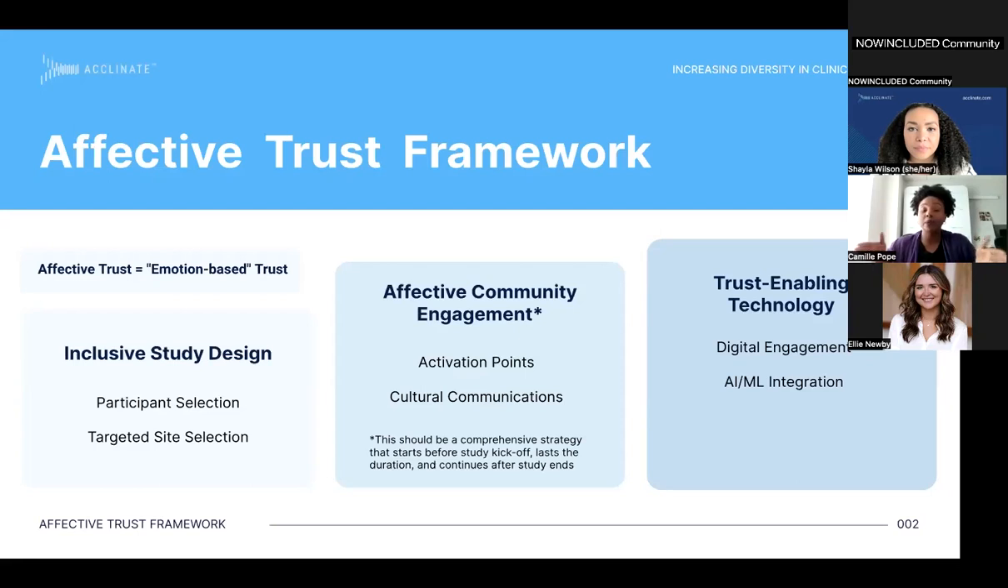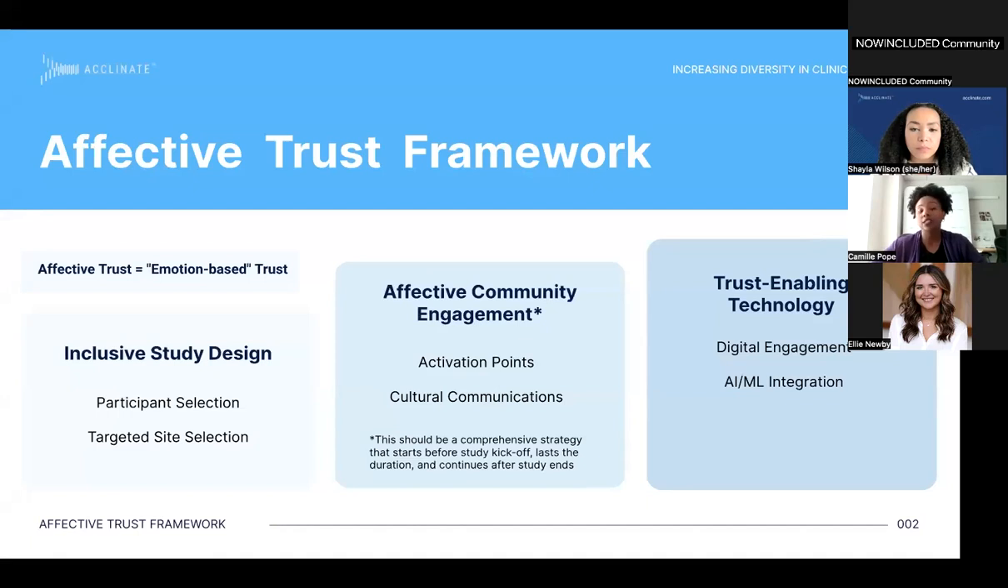It consists of 3 pillars, as you can see here from left to right, and then each pillar has 2 subcomponents. So the first pillar is focused on inclusive study design, and the 2 subcomponents are participant selection and targeted site selection. So really being mindful and thoughtful and intentional about how you as a research sponsor write your study protocol, how you think about eligibility criteria to ensure you're being not so restrictive that you are inadvertently excluding the communities that you're actually trying to reach.